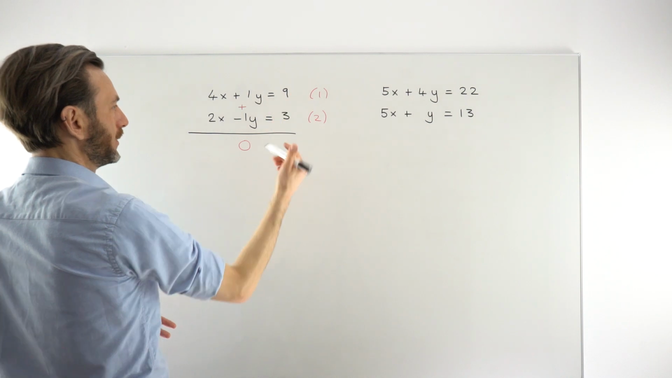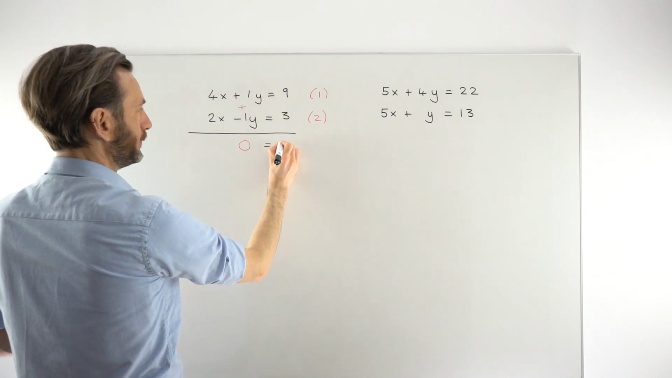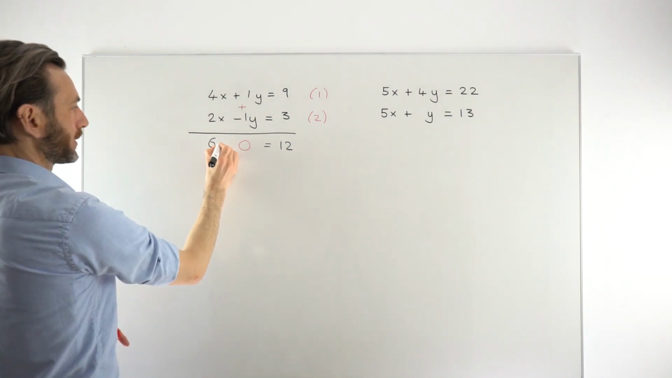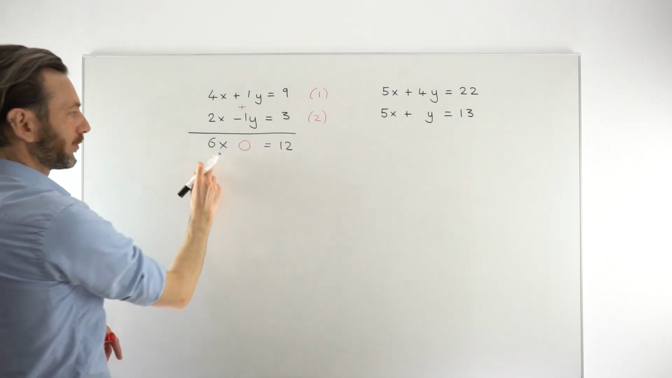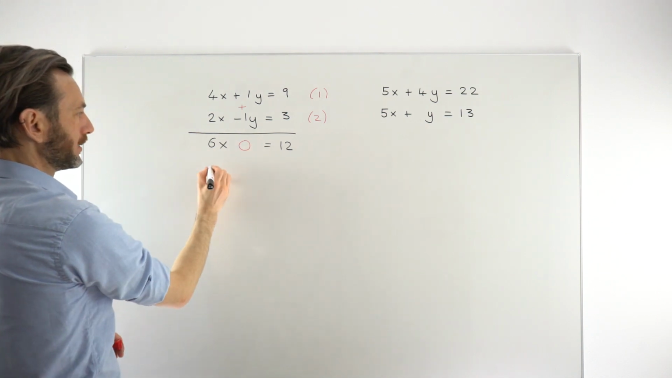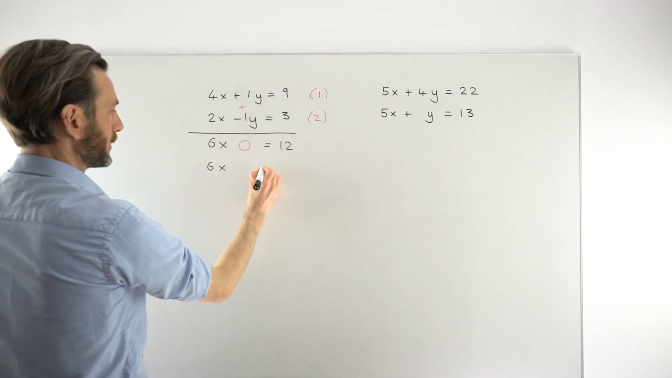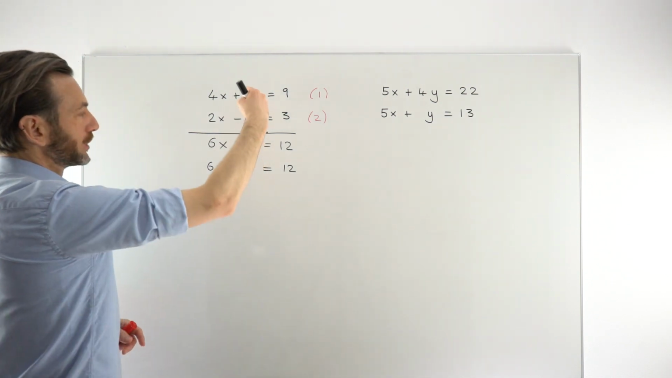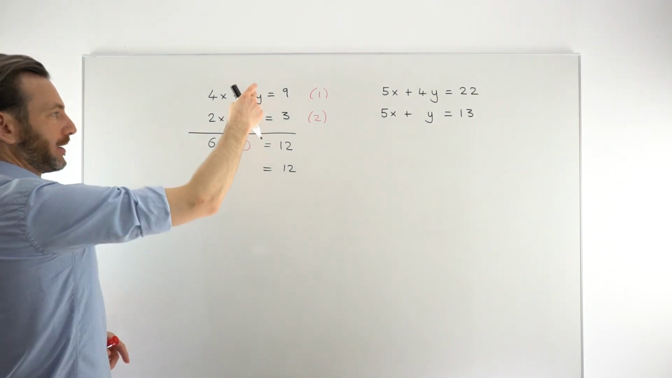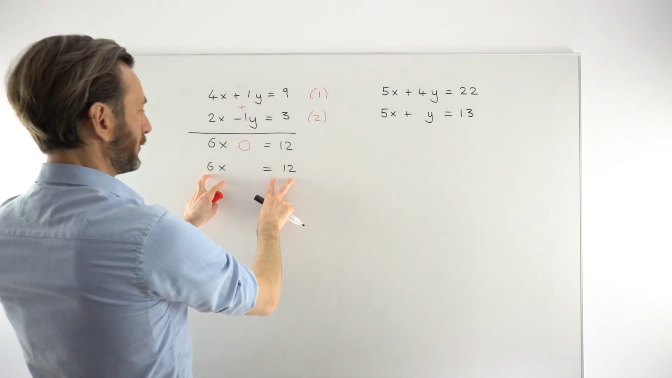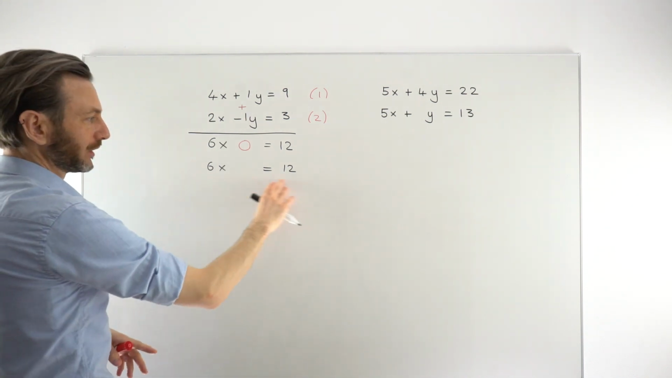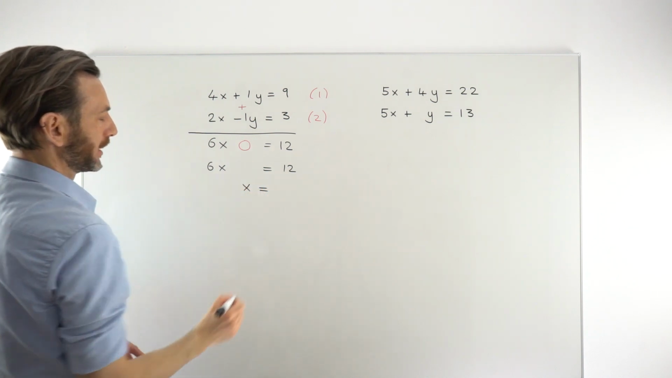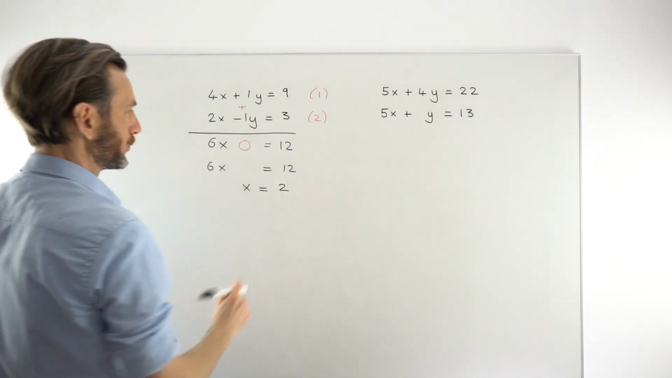So 9 plus 3 gives us 12, 4x plus 2x gives us 6x, and just writing another line without the 0 in here, we would have 6x equals 12. So what we've been able to do there, just by adding the two equations, is eliminate the y variable. We've now formed a new equation, which is a fairly trivial linear equation, and we just solve that by dividing both sides by 6 to get x equals 2.